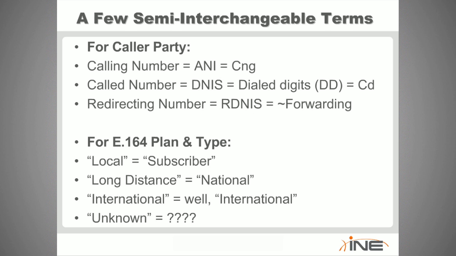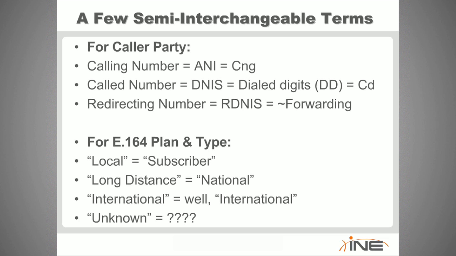Okay, a few semi-interchangeable terms. For caller party, or just for caller parties in general, we have calling number. We could also interchange this with ANI or CNG as an abbreviation. Actually, Cisco tends to use the abbreviation CN for calling and CD for called. I tend to use CNG, as you can see here, just because I think it's a little more descriptive, a little easier to visually recognize and distinguish apart from called. Then we have called number, which can be interchanged with DNIS or dialed digits. DD is what you'll see, lowercase dd. We saw that in a trace yesterday. Or, as I mentioned, the abbreviation CD.